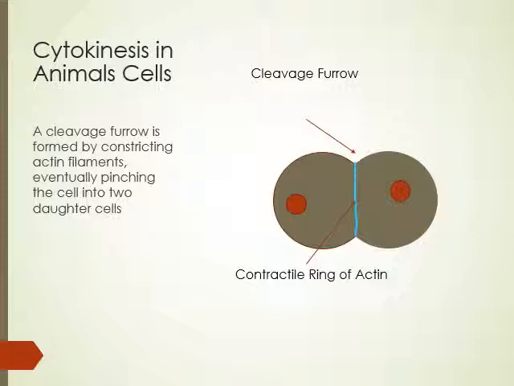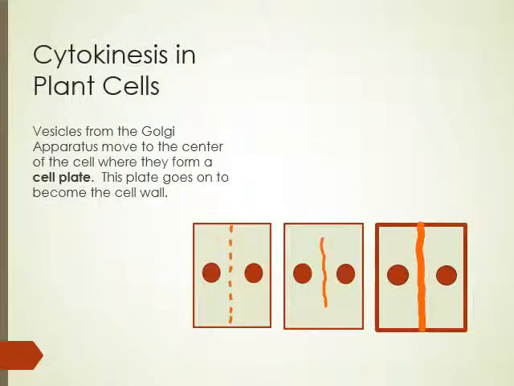This cannot happen in plant cells. What's the big difference between plant and animal cells? The cell wall. Cell wall's too hard. Actin filaments can't do this. So instead, in plant cells, you're going to have what's called a cell plate form.